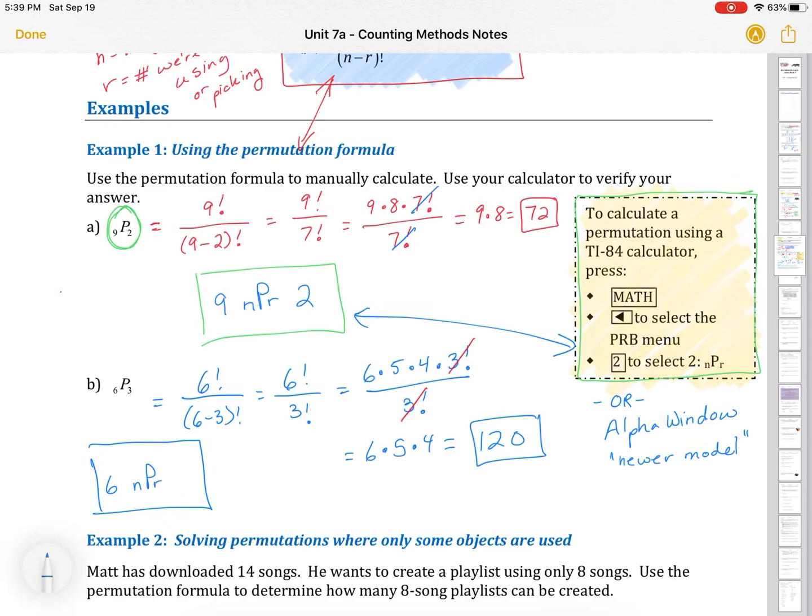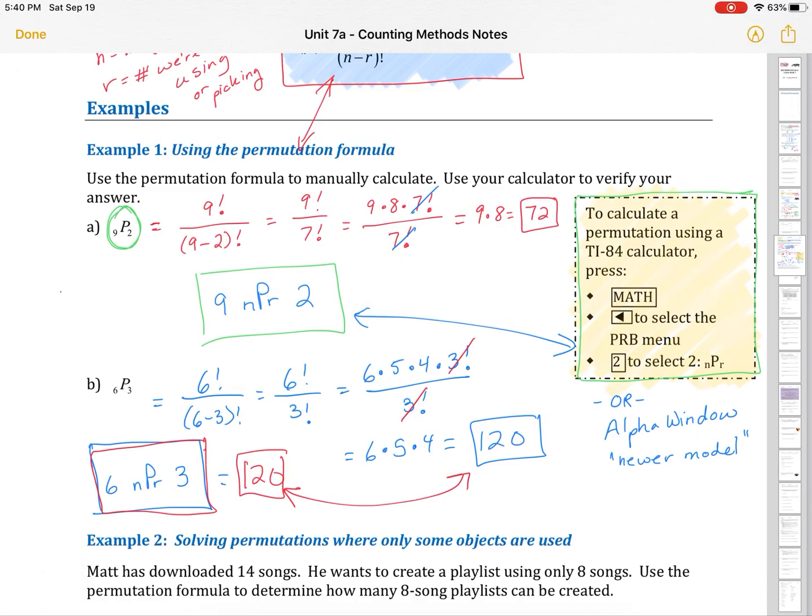Now, I'm going to do it on my calculator. I'm going to put it in, and I want to get 6, and it'll say nPr 3. And let's see what we get there. Okay, so this is what we want it to look like in our calculator. 6, hit the math button, go to PRB, and we're taking option number 2, and then we put in a 3. And I get 120, which is the same. Okay, so that's how you use your calculator to help you solve those.